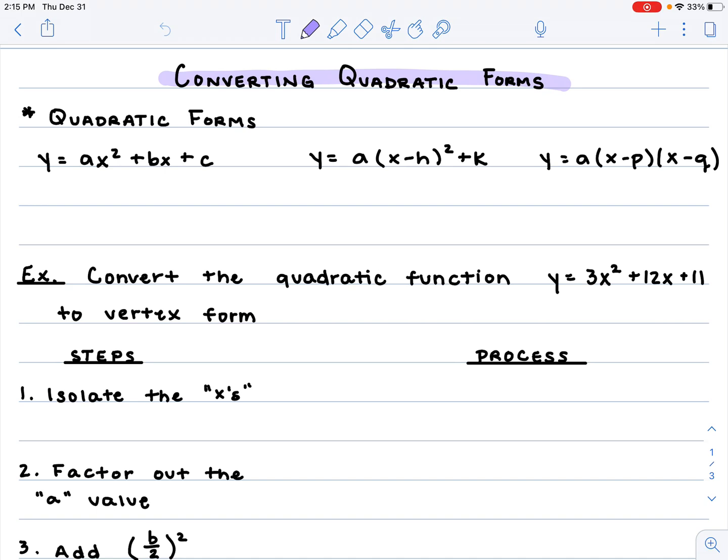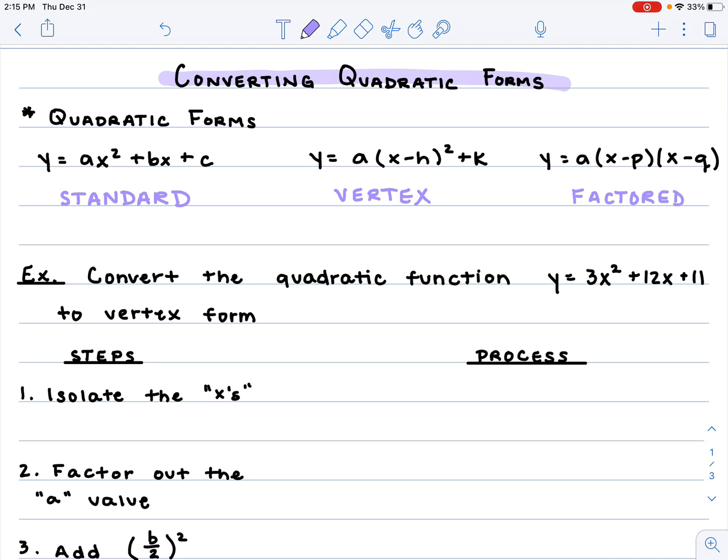So real quick, here are all of our forms. The first form here, y equals ax squared plus bx plus c, is our standard form. When we have it as y equals a times the quantity x minus h squared plus k, that's our vertex form. It tells us what our vertex is just by looking at it. And when it's broken up into parentheses, that is our factored form.